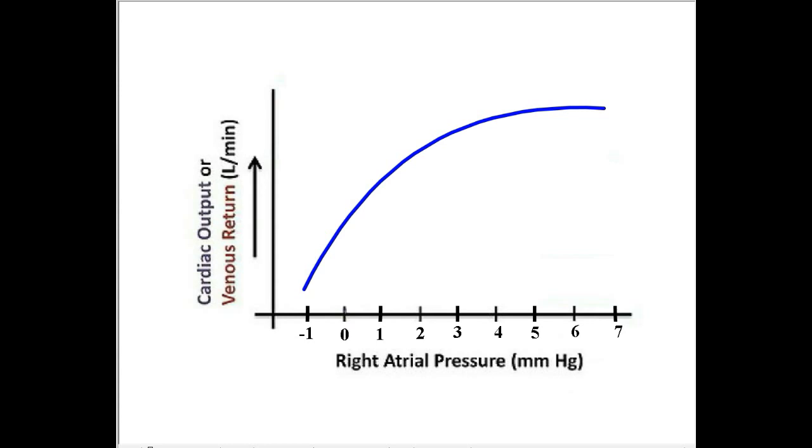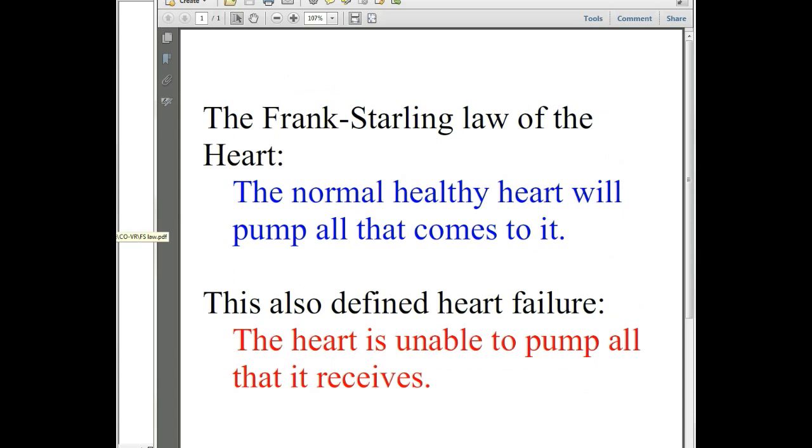This then places atrial pressure, which is the same as venous pressure, on the x-axis on both graphs, and allows us then to overlay the two. Right atrial pressure was used because it is easier to measure and changes proportionally to left atrial pressure, which is the left ventricular preload. The Frank-Starling law of the heart states that the heart will pump all that it gets. This also defines the failing heart, since if it cannot pump all it receives, then it's in failure.